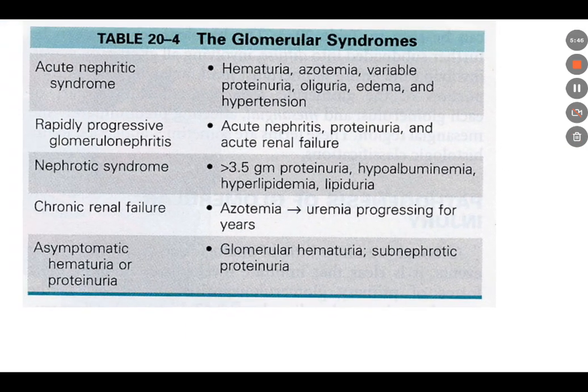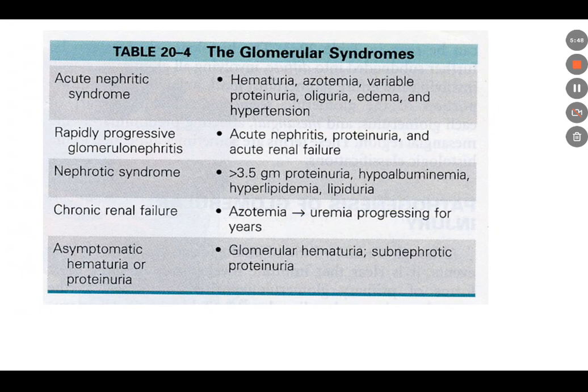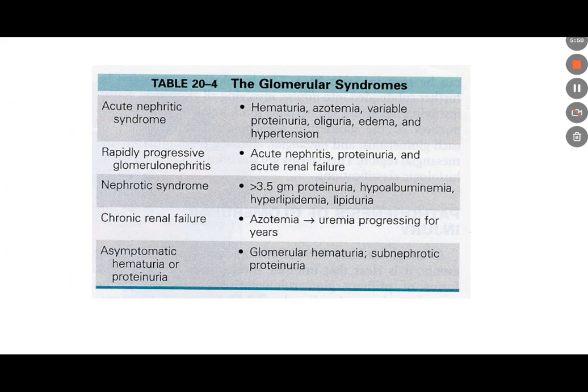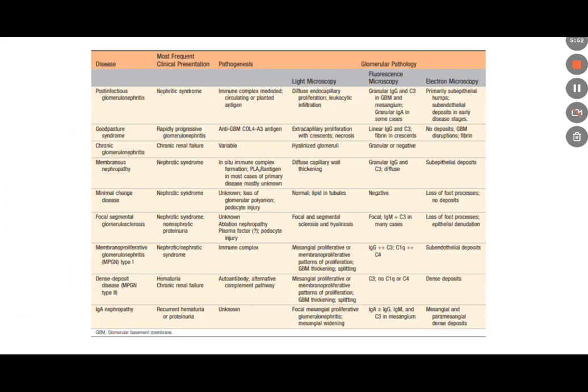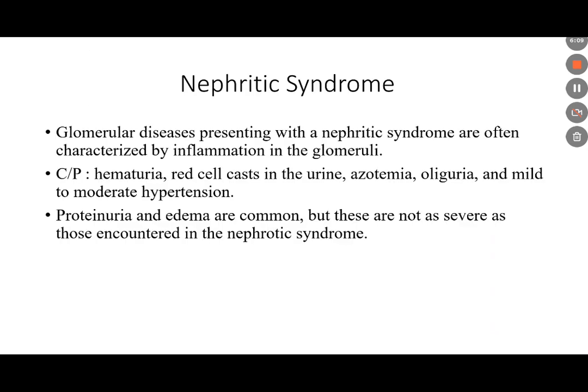So the glomerular disorders can be acute nephritic syndromes, RPGN, nephrotic syndrome, chronic renal failures, and it can be asymptomatic as well. Now this is the list of all your glomerular diseases which is given in your Robbins. We'll go into these diseases one by one. I've made 2 PPTs for this. So first we are discussing only 4 entities. Then we'll discuss the rest of the entities in the second one, which I'll upload later.